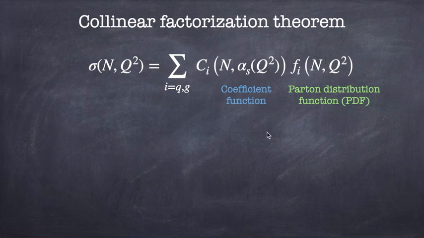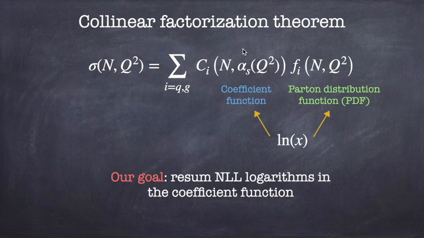At low x, we find that the problematic terms are both in the coefficient function and in the parton distribution function. This means that we need a technique that allows us to resum both of them. The goal of our work is to give a method to resum logarithms in the coefficient function up to next-to-leading logarithm.